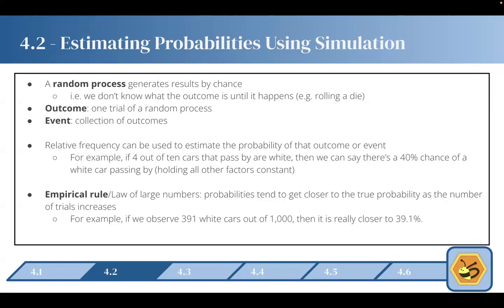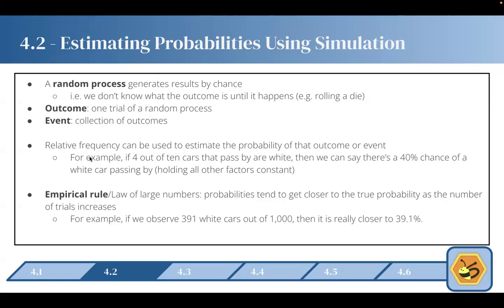As far as an outcome, it's just one trial of a random process, so one roll of the die. An event then is just a collection of outcomes, a collection of how many different options we have, essentially. Moving on then, a relative frequency, we can use that to estimate the probability.